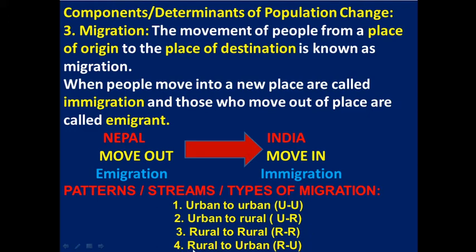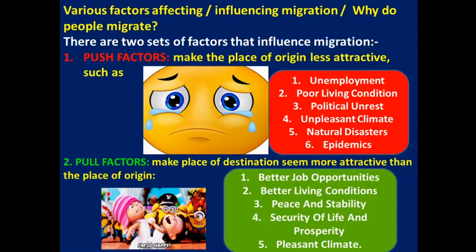And the fourth one is rural to urban. Why do people move from rural to urban? Mostly people in the world are moving from rural to urban areas. What is the main reason? The main reason is job and education purposes. People are moving from rural to urban. So these are some concepts we learned about the components or determinants of population change.